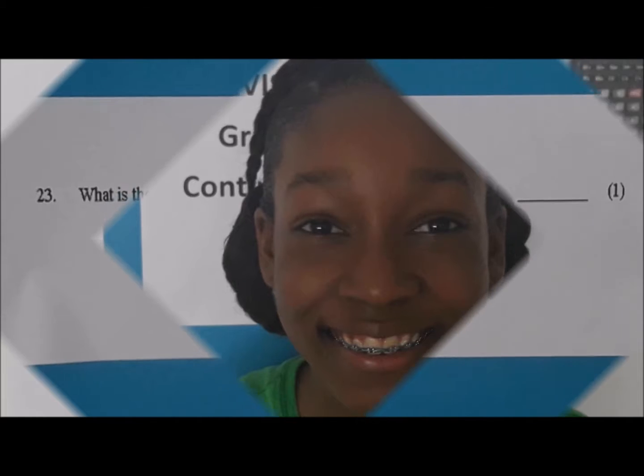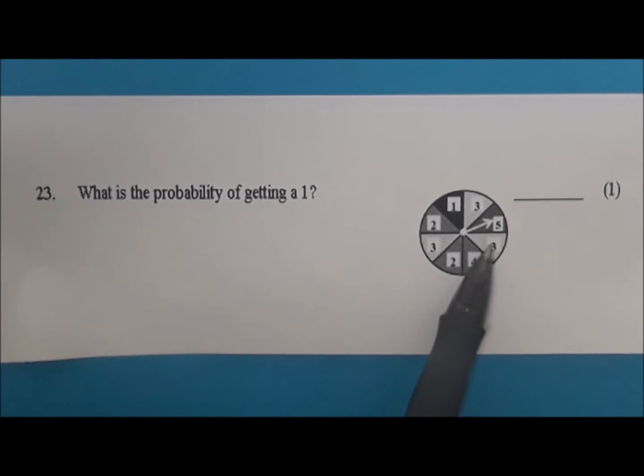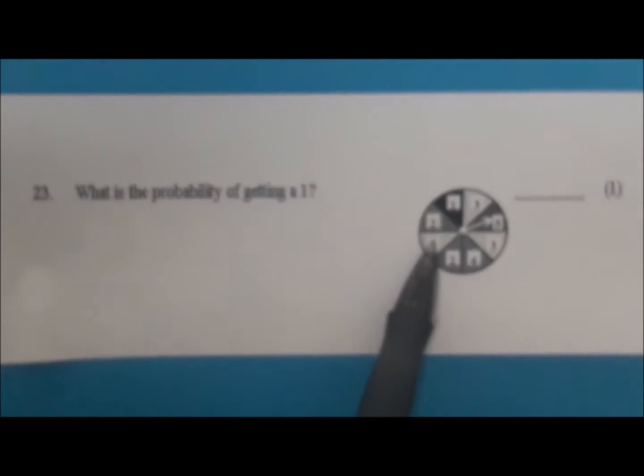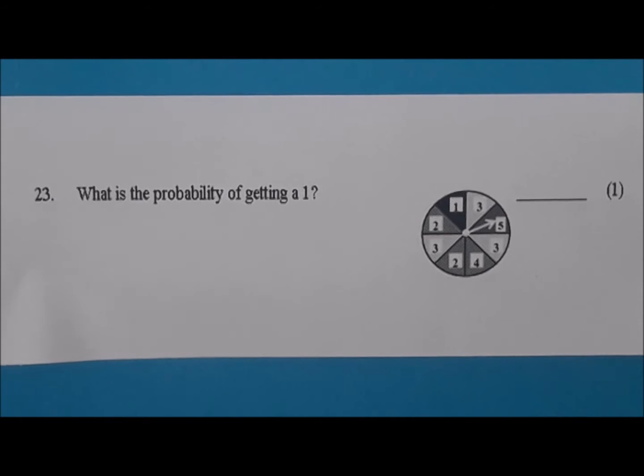Okay, Rafaela, read number 23. What is the probability of getting a 1? Call the numbers on the wheel. Point to them and call them. 1, 3, 5, 3, 4, 2, 3, and 2. Okay. And give the audience, students who are working, a chance to put an answer. I want your answer as a fraction, so put your answer as a fraction.